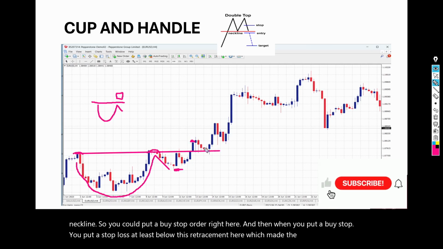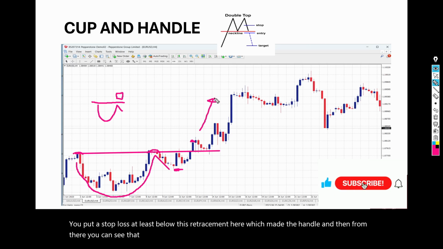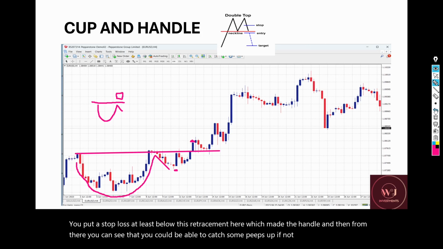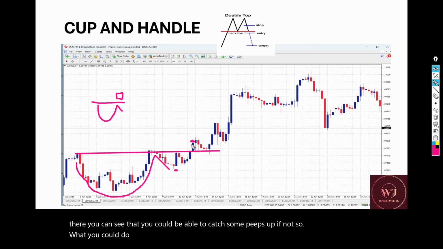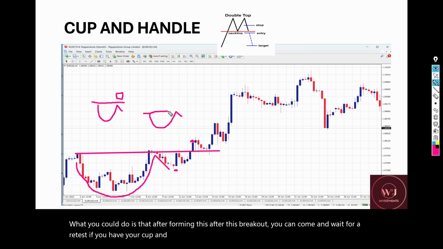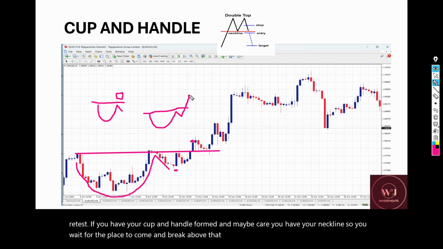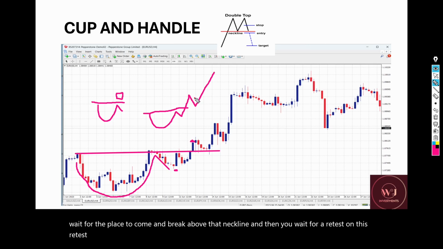And then from there, you could catch some pips up. If not, after this breakout, you can wait for a retest. If you have your cup and handle formed, and maybe here you have your neckline, you wait for the price to break above that neckline, and then you wait for a retest. On this retest, you wait, and then you make your buy stop order.